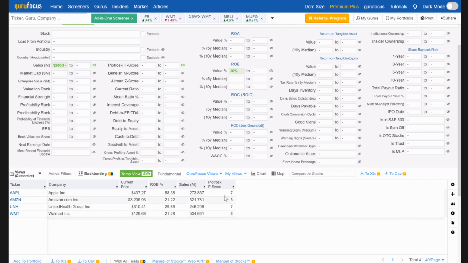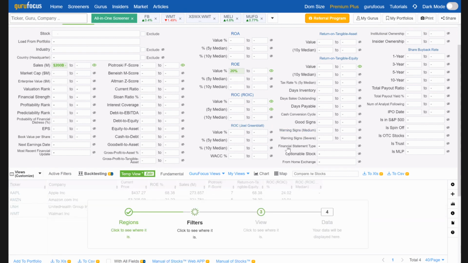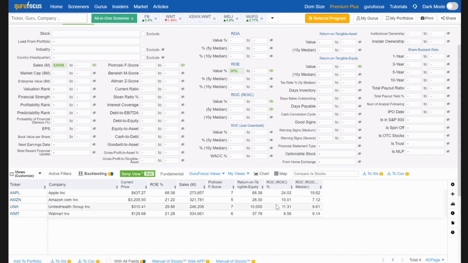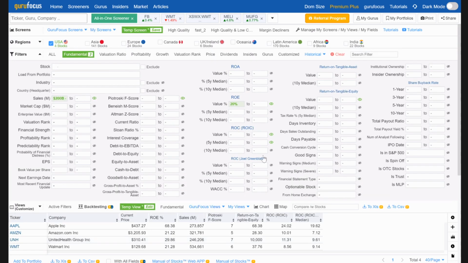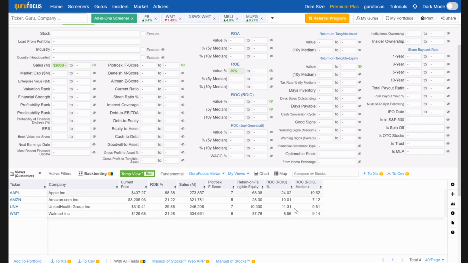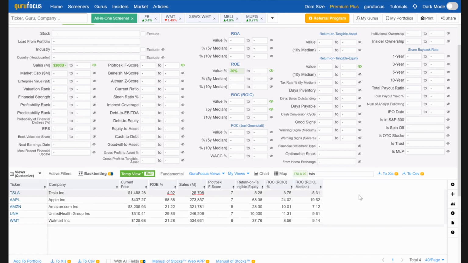If I want to add return on tangible equity, I just click on it, and return on tangible equity is added here. So you can easily add any parameter you want, like ROE, ROE 5-year median. That's a feature we added. And sometimes you may wonder about a company you think should be here, but it doesn't show up. For instance, Tesla.